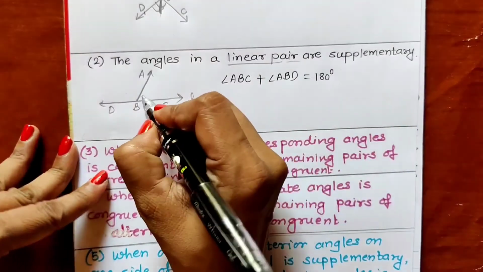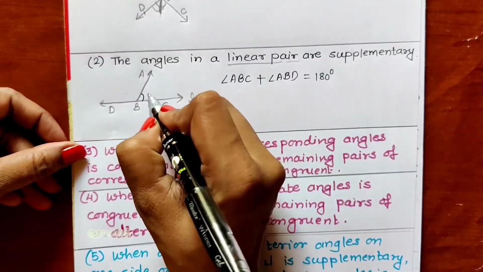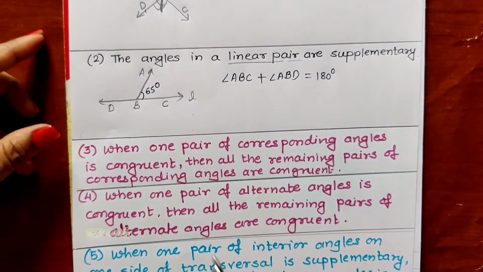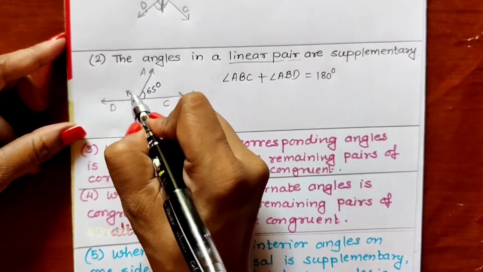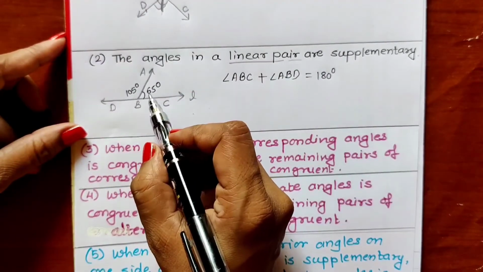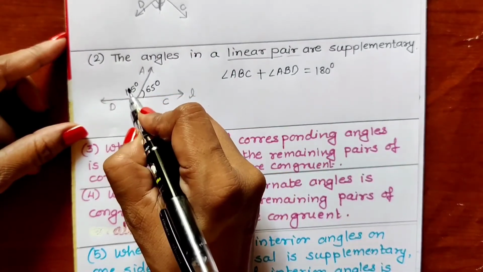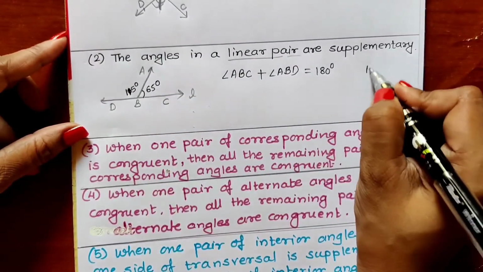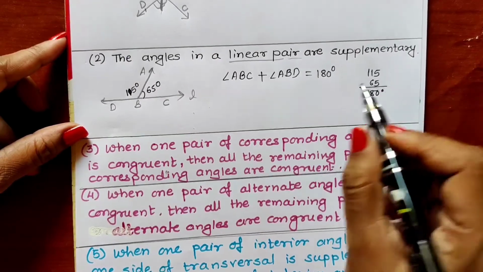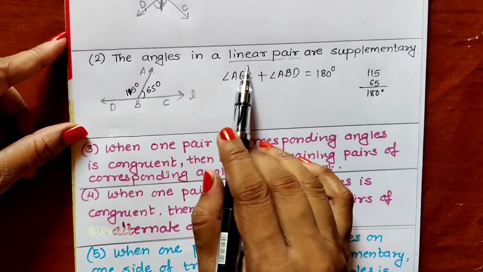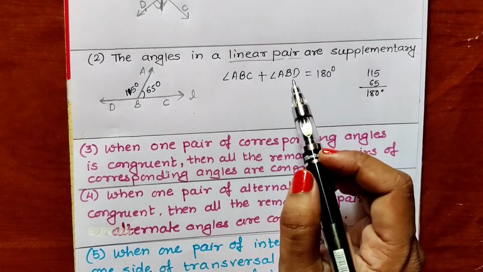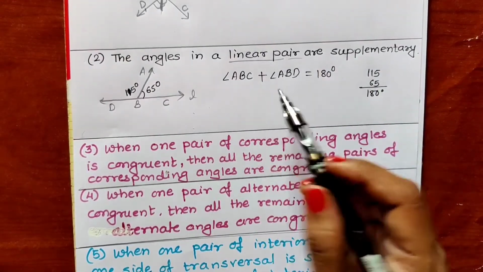So if this angle ABC measures 65 degrees, angle ABD will be 115 degrees, because 115 plus 65 is 180 degrees. We all know that, and that's why whenever there are angles in a linear pair, they will be supplementary. So this is also an important property which we all have to remember.